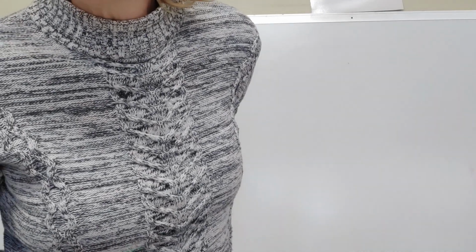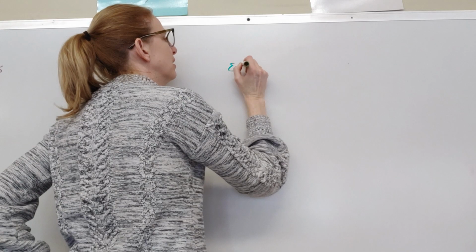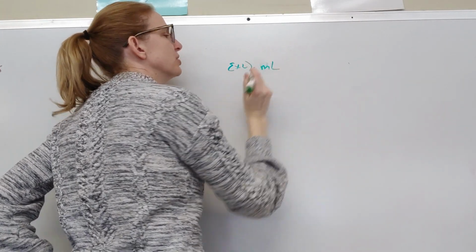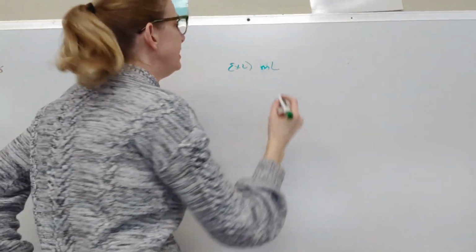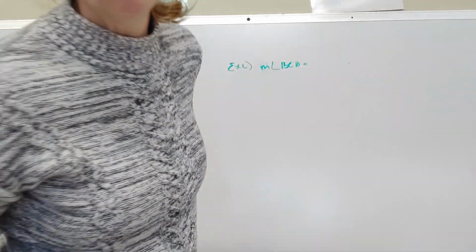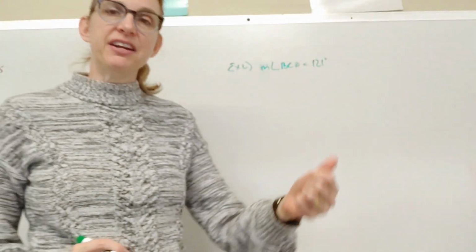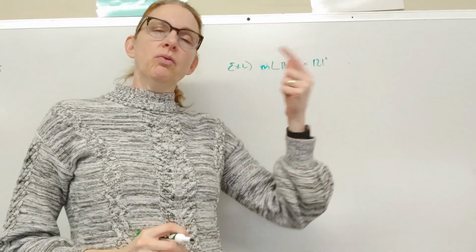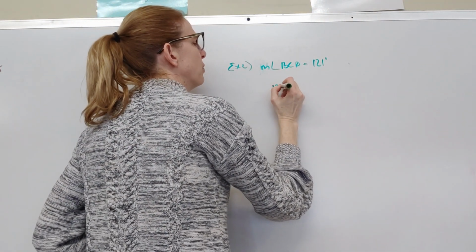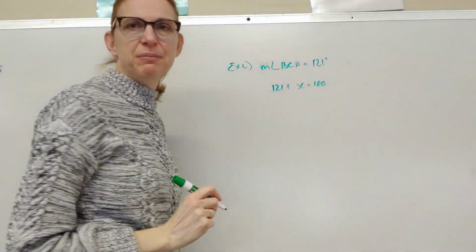Example 2 is find the supplement of this angle. So the measure of angle BCD is 121, and they want you to find the supplement. They're saying if that's one of them, what's the other one, so that they add up to be 180 degrees? Okay, so we've got this one, and we don't know what the other one is, but we know together they have to add up to be 180.